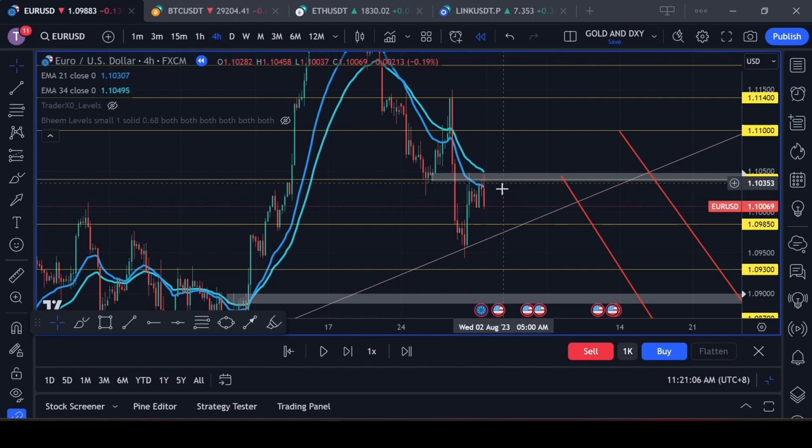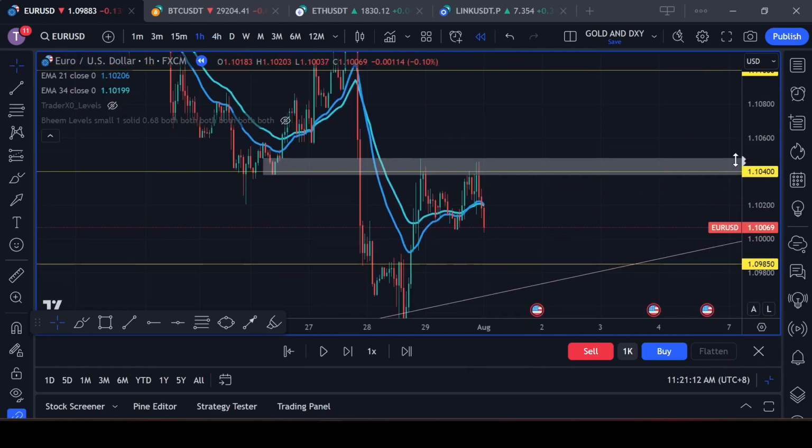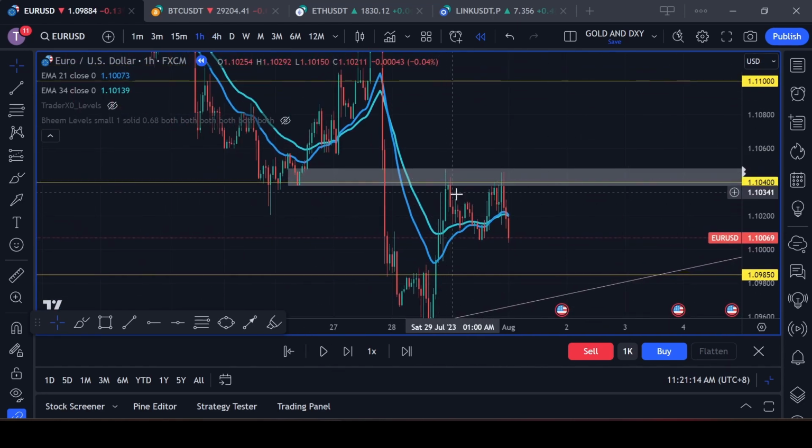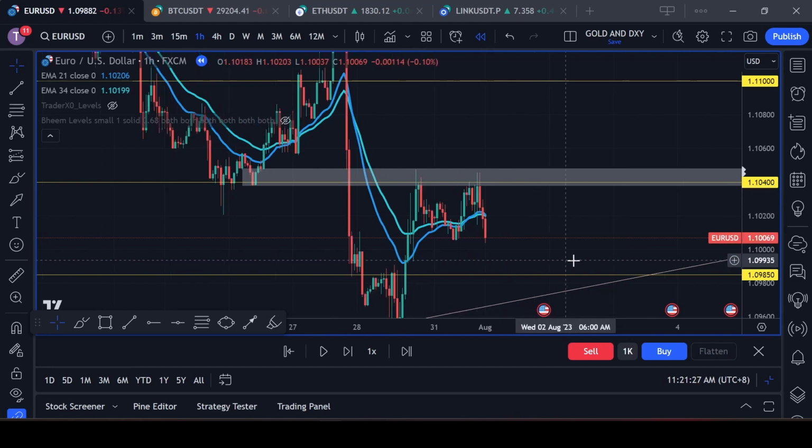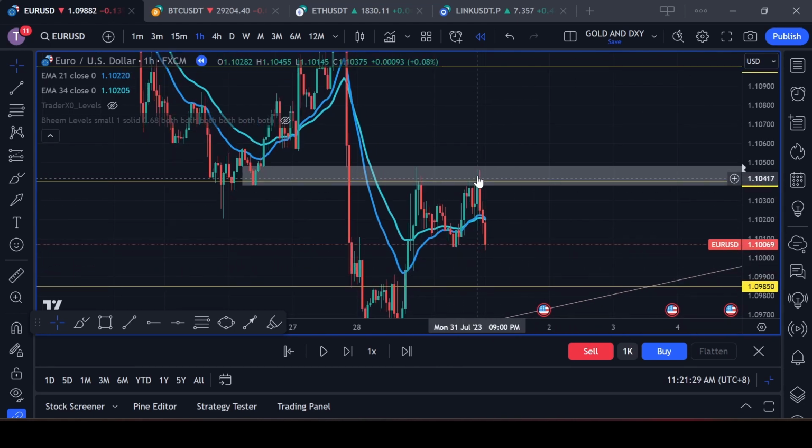And you can see cleanly on the 4-hour chart, price formed somewhat of a double top formation. Let's zoom in on the 1-hour chart. You can see it super cleanly. Price fails to break this 1.104 key area. We don't even have an hourly close above it. We only have wicks into this supply zone.